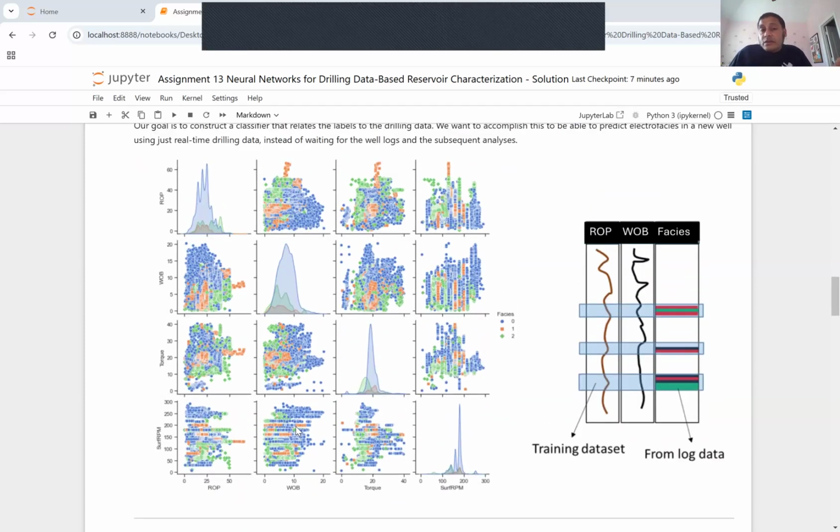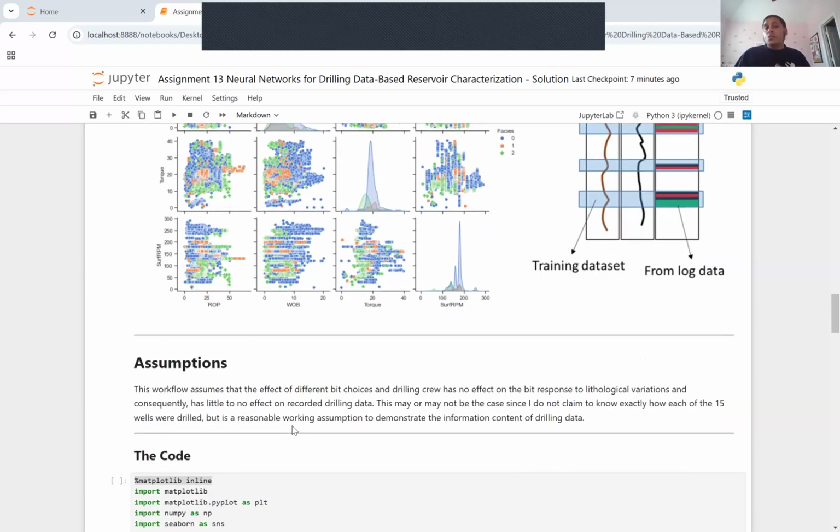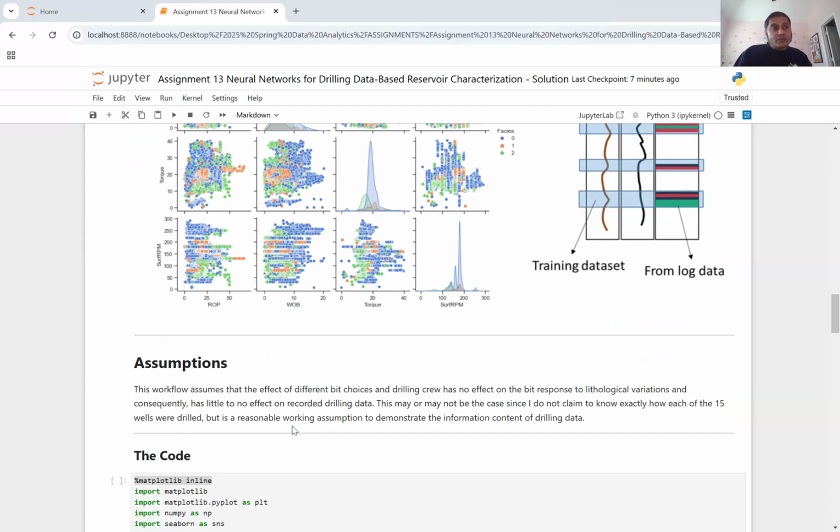Since we're dealing with 15 wells, which were drilled at different periods of time, we are going to make a few assumptions. One is that Equinor used the same bit and the same drilling crew over all of these 15 wells. Or in other words, we're going to minimize the influence of different bit types or make the assumption that those differences are minimal.